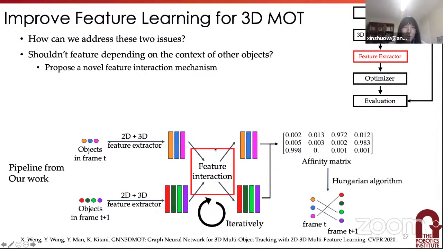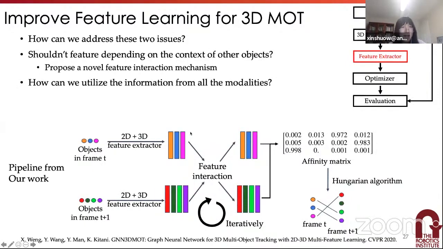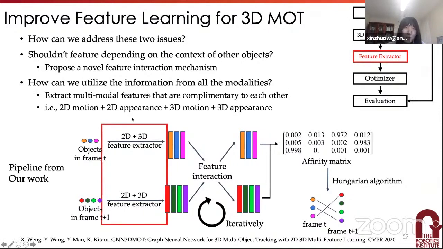The purpose of this feature interaction is clear, which is to propagate information from each object to all other neighboring objects. And we do this interaction iteratively in many layers so that we can encode enough context information. Then another question we ask ourselves is, how can we utilize the information from all the modalities? This one is a little bit simpler because we can just use a combination of the different features that we have, basically using all the networks that are available to us to encode different types of features, which include a combination of motion and appearance from both 2D and 3D space.